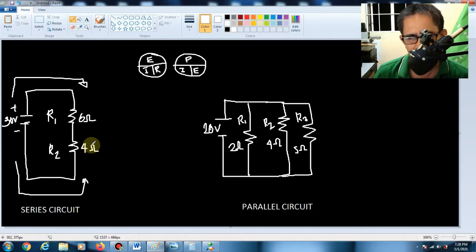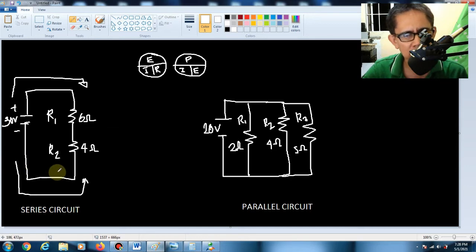Sabi sabihin, masyado siyang maliwanag. So, ipapakita ko sa inyo kung bakit. Kung sa series, habang nagdadagdag tayo ng bulb, tandaan nyo, yung total resistance, habang nagdadagdag tayo ng bulb dito sa series, yung total resistance, so ito yung total resistance, okay?